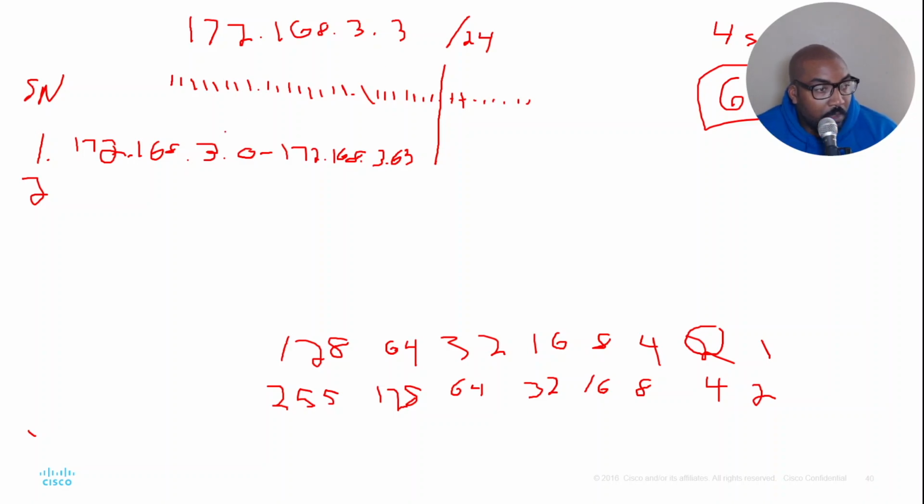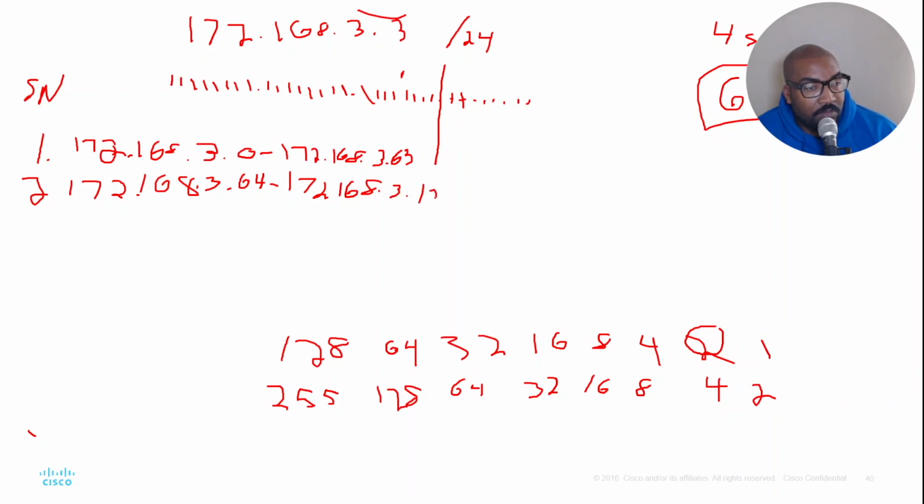Let's look at the next subnet. Here we go. We have 172.168.3.64, right, because the last number we left off on is 63, through 172.168.3.127. See that? 127. Very, very important. The increments between these 2 numbers, you see this, is 64 hosts.